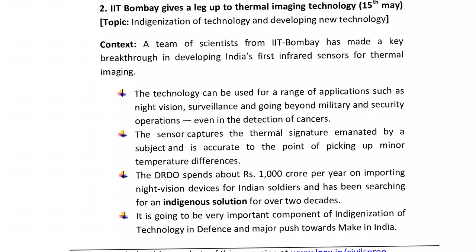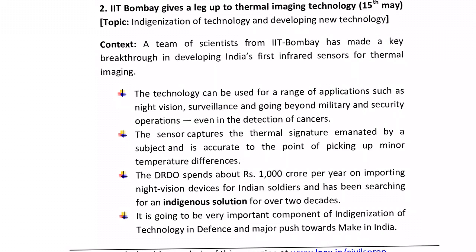Then IIT Bombay has actually come up with a technology which may help our soldiers and even the CRPF Jawans to fight effectively during night. One of the major problems in fighting at night is that the vigilance we have is not enough to move around. And even though we have given some equipment to our people, we are spending almost 1,000 crores per year on night vision devices.